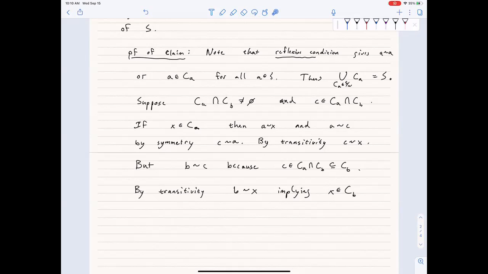So what did I do? Just by using the properties of the equivalence relation and the definitions, I started with X is an element of the equivalence class of A, and concluded that X is an element of the equivalence class of B. So that implies that C_A is contained in C_B. Thus, I won't redo it all. This argument applies with A and B switched, just by switching A and B.